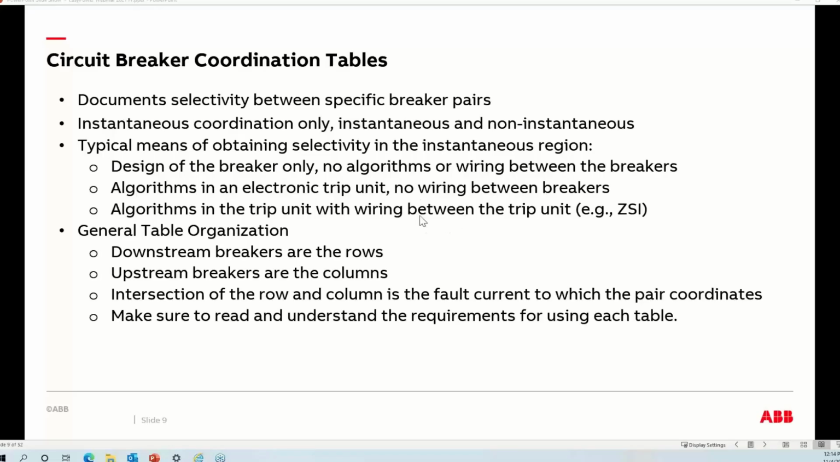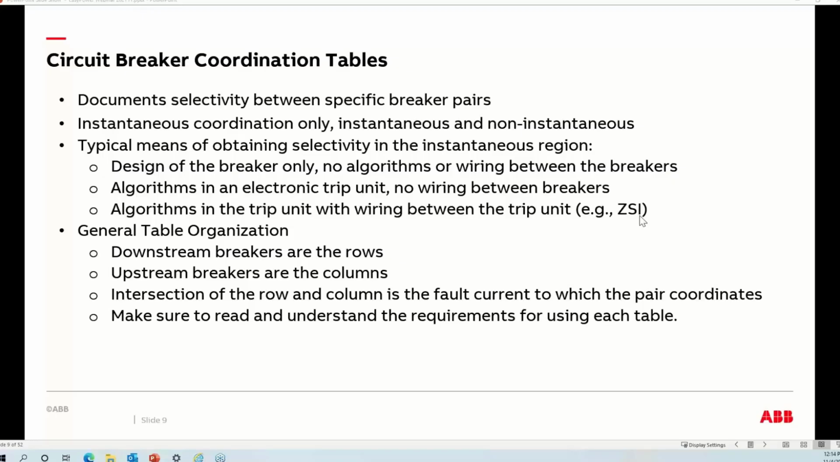between them. And then, at another level, there can be, say, electronic trip to electronic trip. You can have algorithms in the trip units that may also require wiring between the breakers. A typical example of that is something like instantaneous zone selective interlocking.